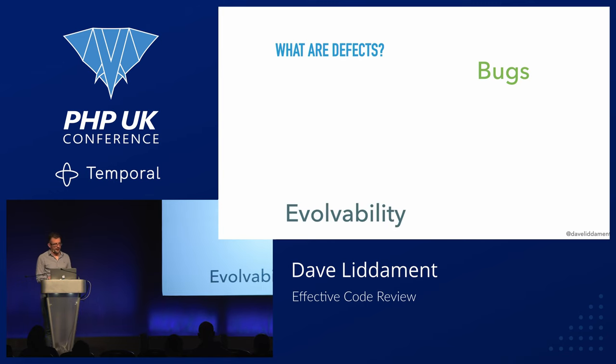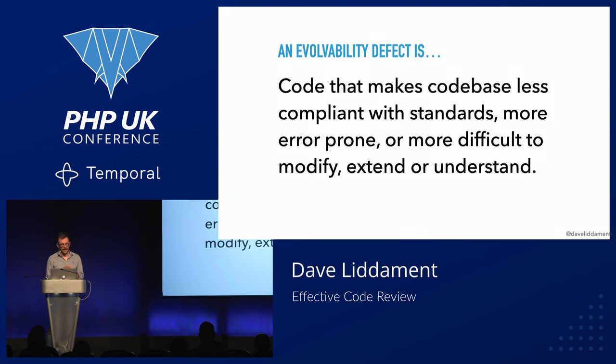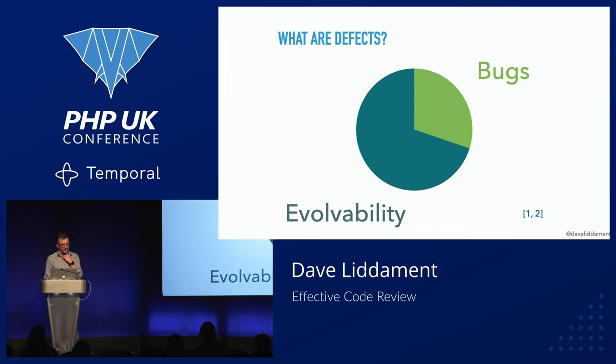Then there's another section of defects called evolvability defects. An evolvability defect is code that makes the code base less compliant with standards, more error-prone, or more difficult to modify or extend or understand. So we might also consider that technical debt. It's another word for it. But the interesting thing is there have been some studies on code review, and I've linked to the studies on the final slide. They're saying that only about 20% of the issues found in code review are actually bugs. The rest are evolvability issues.